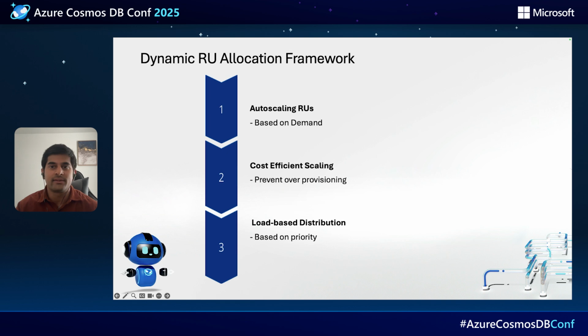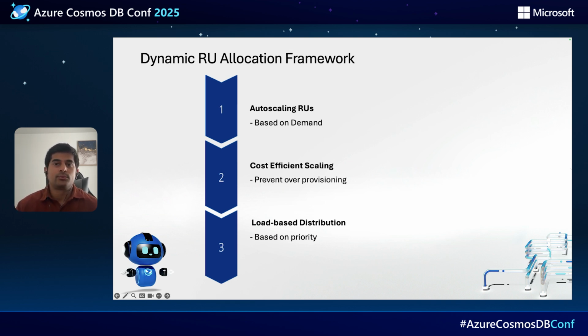So these are the different strategies which we can implement in our workloads. Take an example of an AI chatbot system, which experiences traffic spikes during peak hours. Dynamic RU allocation ensures that even during high traffic, users get quick responses without any delays. By leveraging these techniques, we can build high performance, scalable AI solutions that can handle massive data loads.